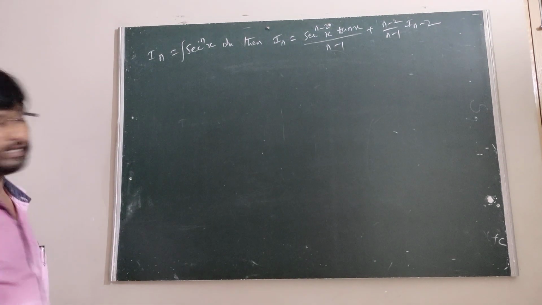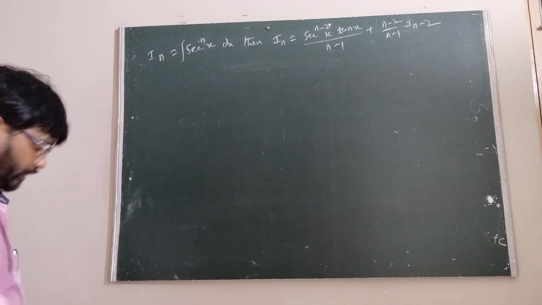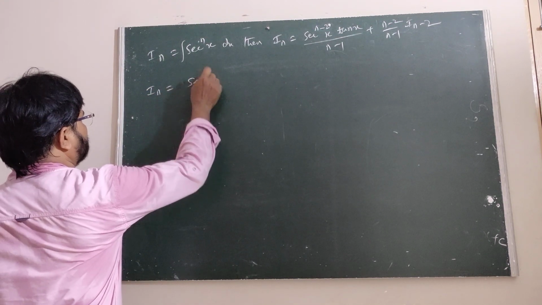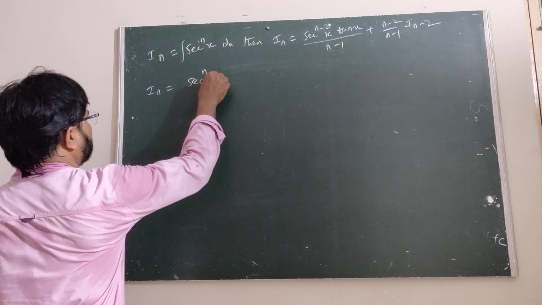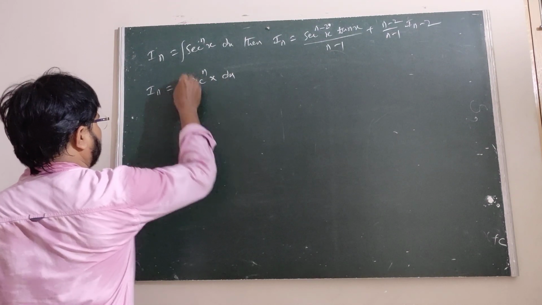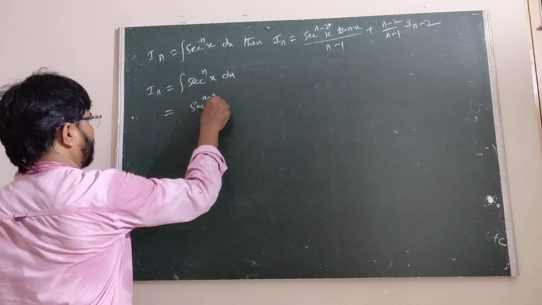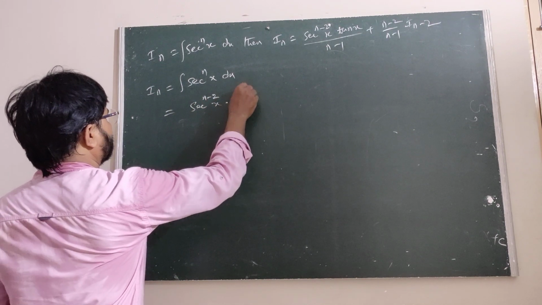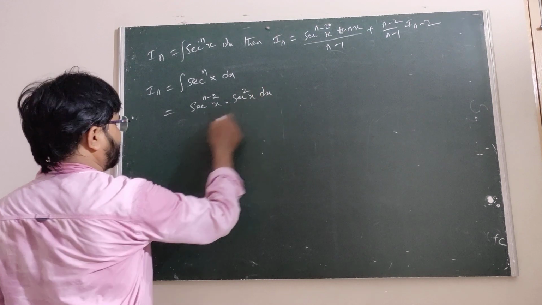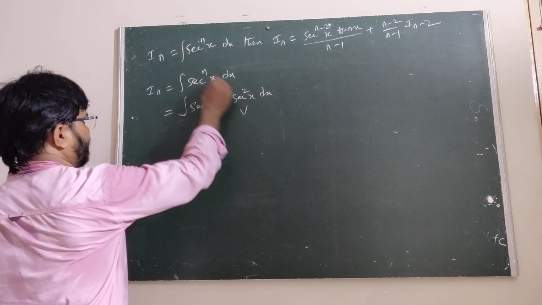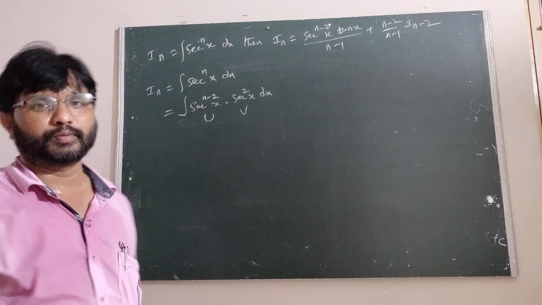All of you listen here. First you can write the integral of secant power nx dx as secant power n minus 2 x times secant square x dx. This is u, this is v. Minus 2 plus 2 are cancelled; we are getting secant power n.